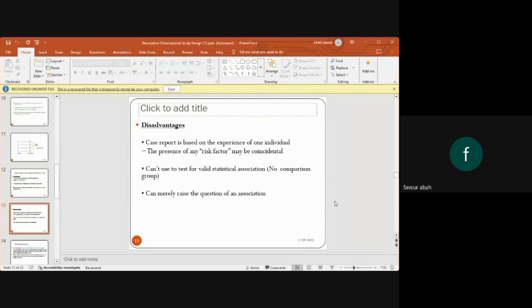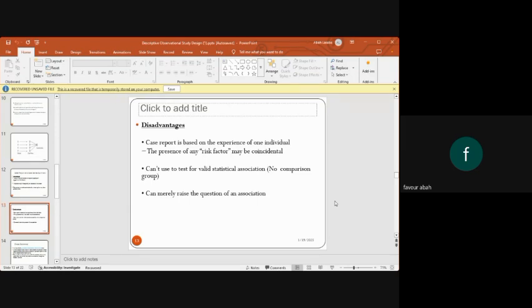That's why the generalizability is limited. So you cannot... the experience of one individual, the presence of any risk factor may be coincidental. So you cannot isolate a particular risk factor from a case report and say this is a risk factor for disease ABCD. So there are other kinds of research that will help you eliminate all those kinds of bias.